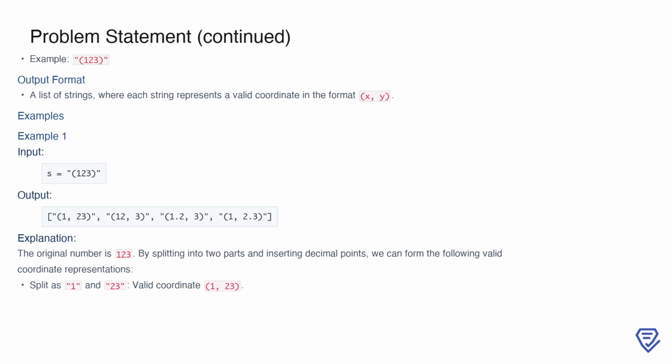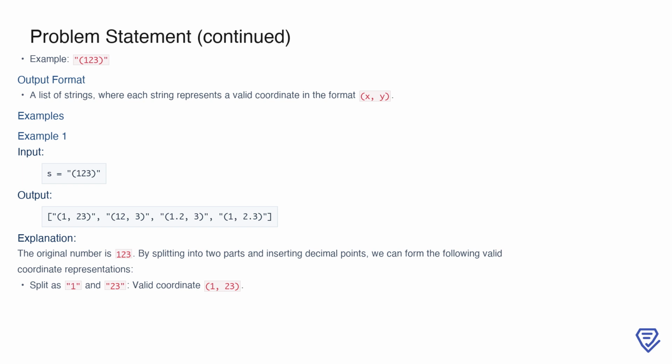Now, the output of the problem is expected to be a list of strings, where each string represents a valid coordinate in the format (x, y). To illustrate this, let's consider an example. If the input string is (123), the output would be a list containing the coordinates (1, 23), (12, 3), (1.2, 3), (1, 2.3). Here's why these outputs are valid.